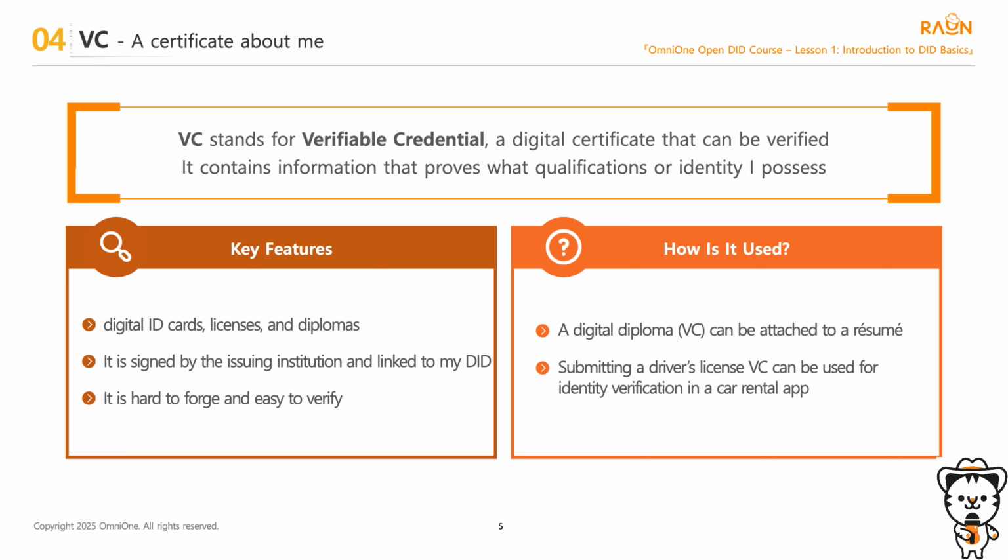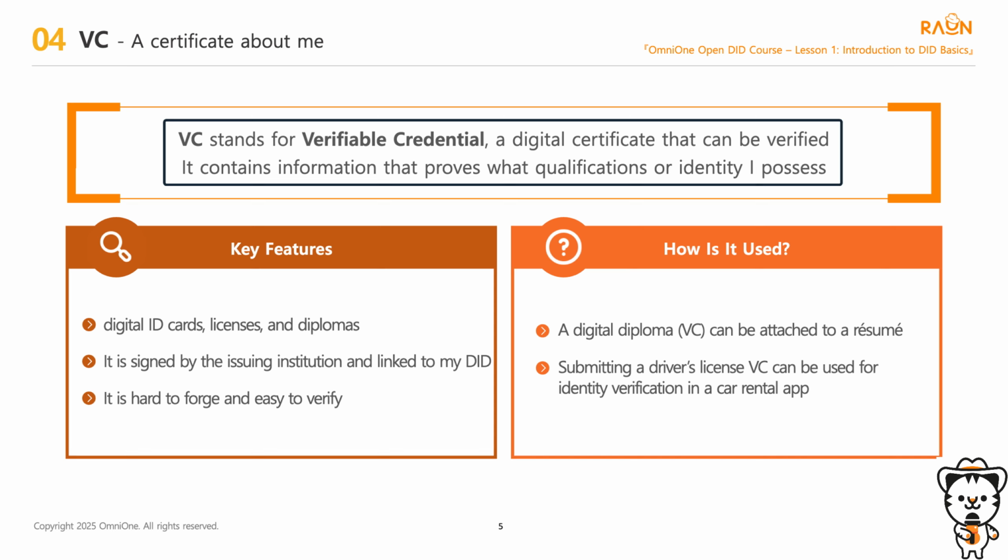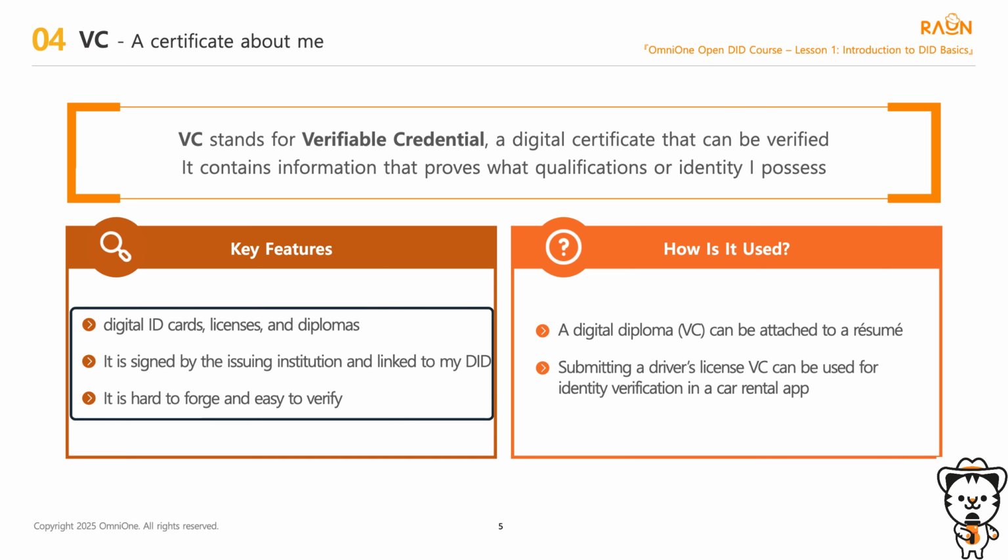Now, let's talk about VCs. A VC is like a certificate about you. VC stands for Verifiable Credential, a digitally verifiable certificate that proves your qualifications or identity. It's similar to a digital ID card, license, or diploma issued through DID. VCs are issued by trusted institutions, and they are signed by the issuer. They are also linked to your DID, showing that the credential belongs to you. Thanks to digital signatures, VCs are difficult to forge, and verifiers can easily confirm their authenticity.